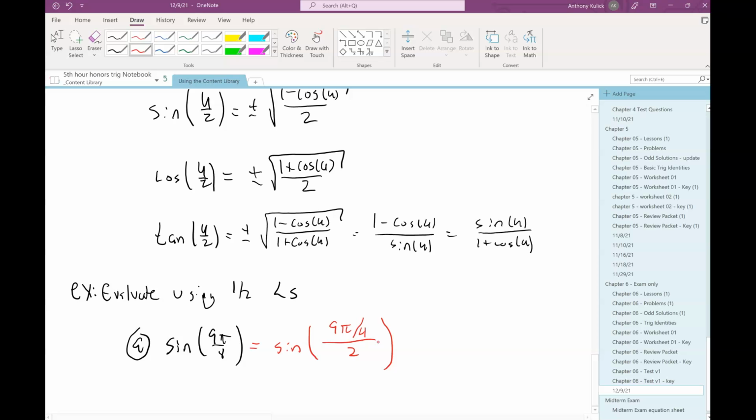Now I reduce 9 pi over 8 times 2 to be 9 pi over 4. Everybody's okay with that? Okay. So when I plug this in, I have plus or minus square root of 1 minus cosine of 9 pi over 4 divided by 2.